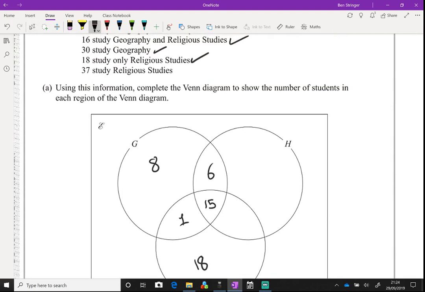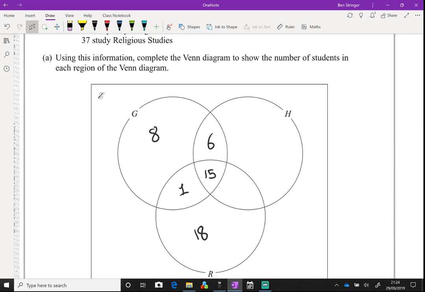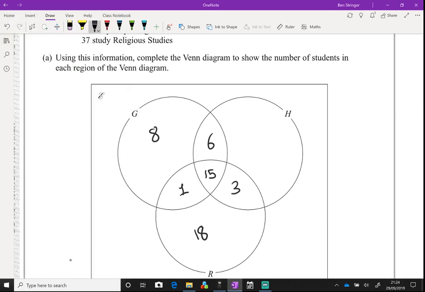So 18 study only RE, that makes more sense. 37 study RE in total. So that's this bit, and this bit, and this bit. That whole total should be 37. Now that makes a little bit more sense. 37, take away 18, take away 1, take away 15. There's 3 somewhere. Well, it can't be in here because we've already got that piece of information here and here. 3 must study RE and history.